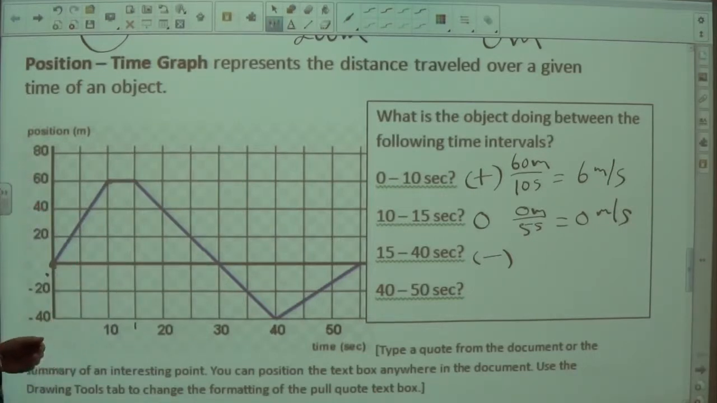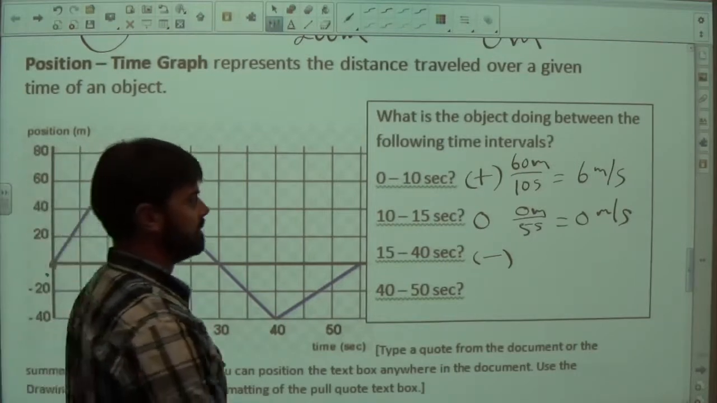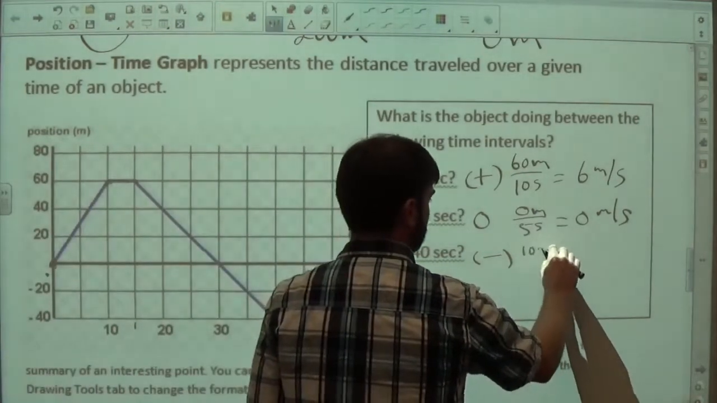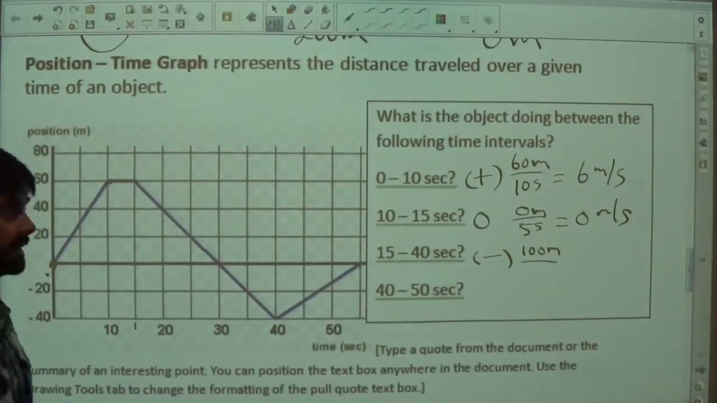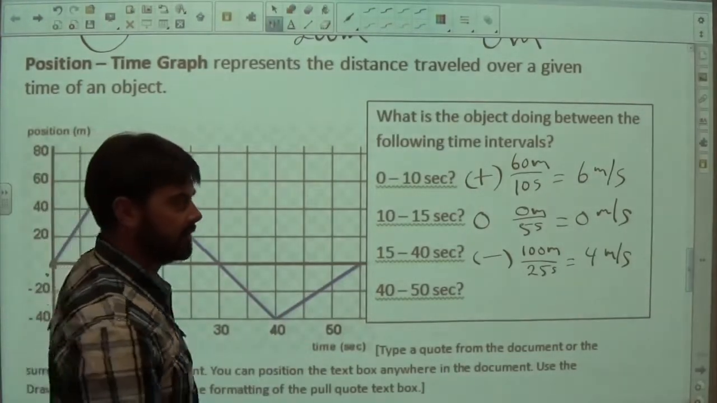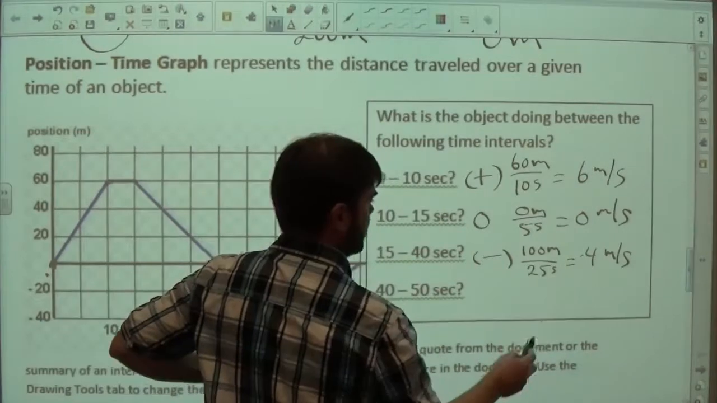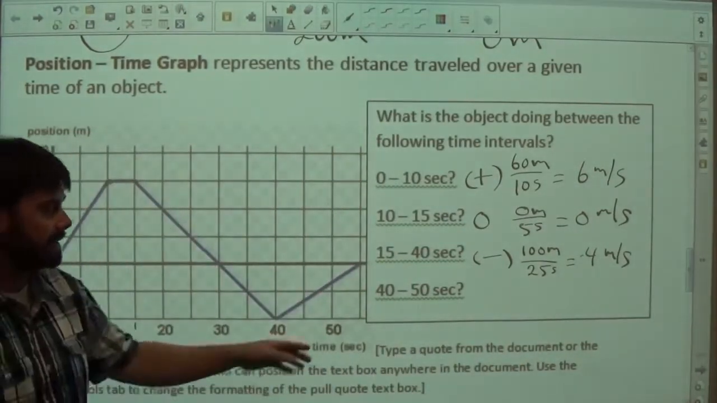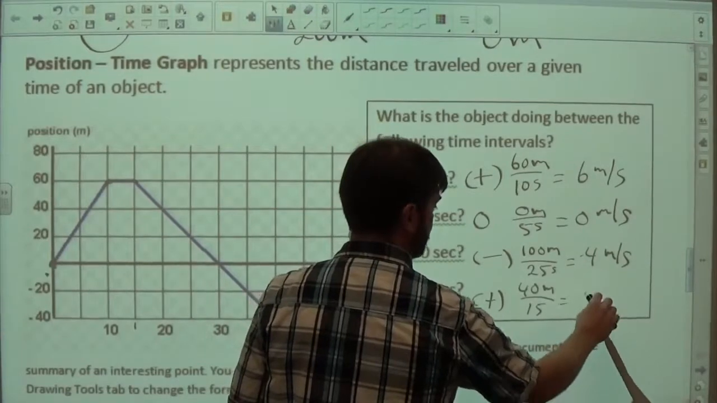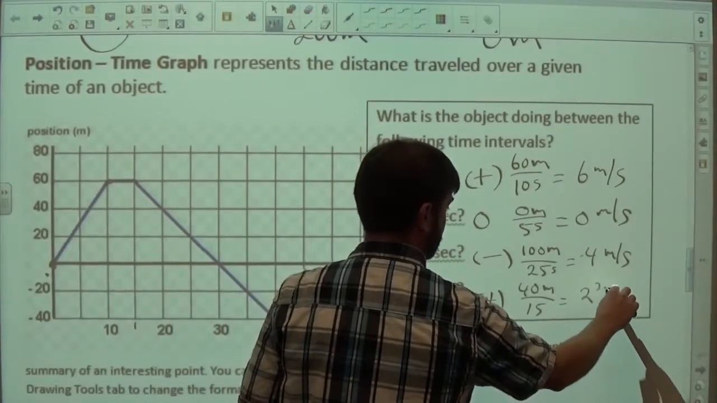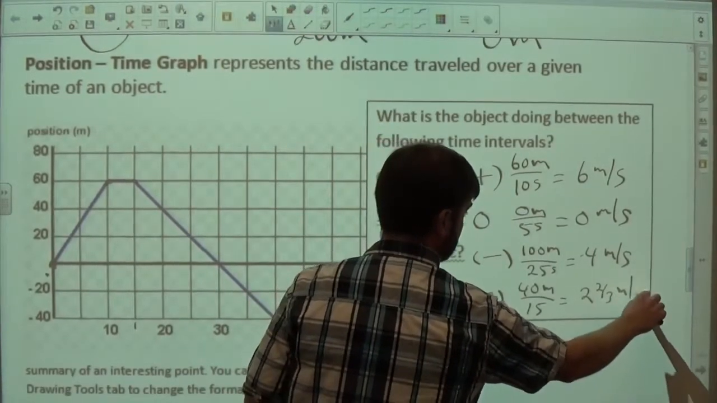So they traveled a total distance of 100 meters, because they went from 60 to negative 40. So they went a total of 100 meters in 25 seconds. It would be negative 4 meters per second. I guess I can put that there if you want. And then the very last one's the 40 to 50 second mark, and I believe this ends up being 2 2/3 meters per second.